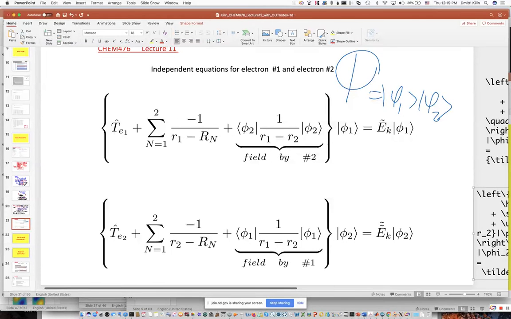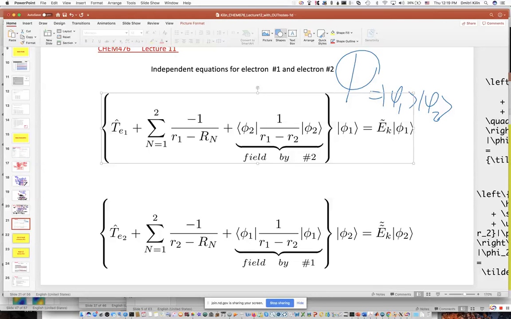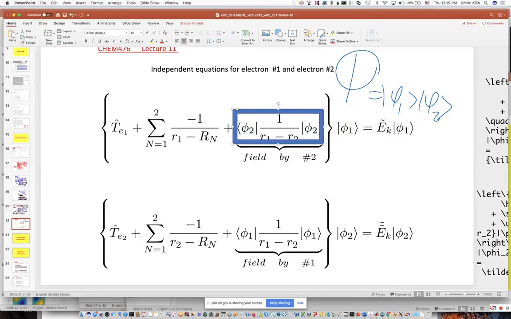The challenge is that in order to find phi 1 in this equation, one needs to know phi 2 in finding this average field. And generally they are unknown. One needs to start somewhere.